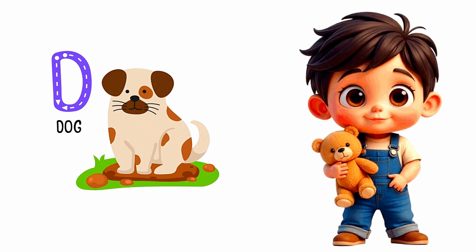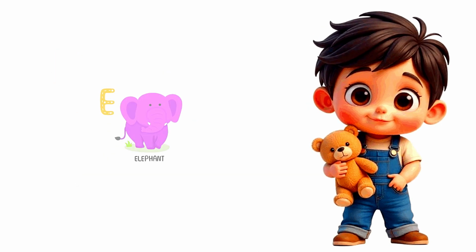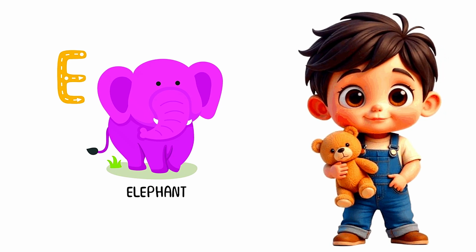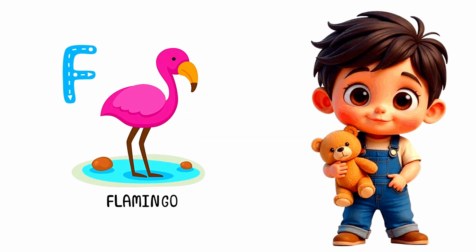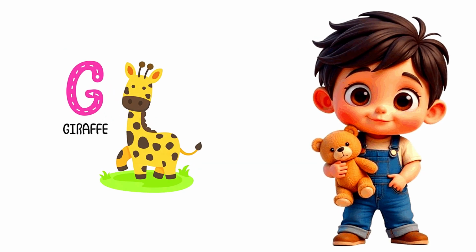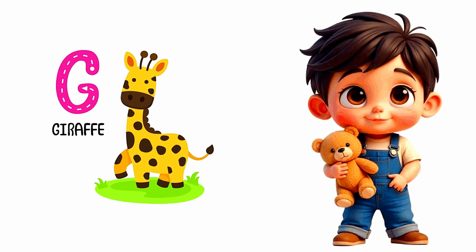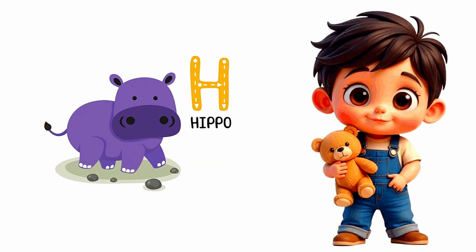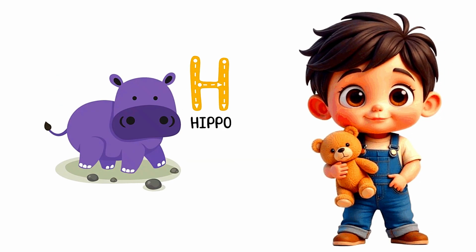D is for dog. E is for elephant. F is for flamingo. G is for giraffe. H is for hippo.